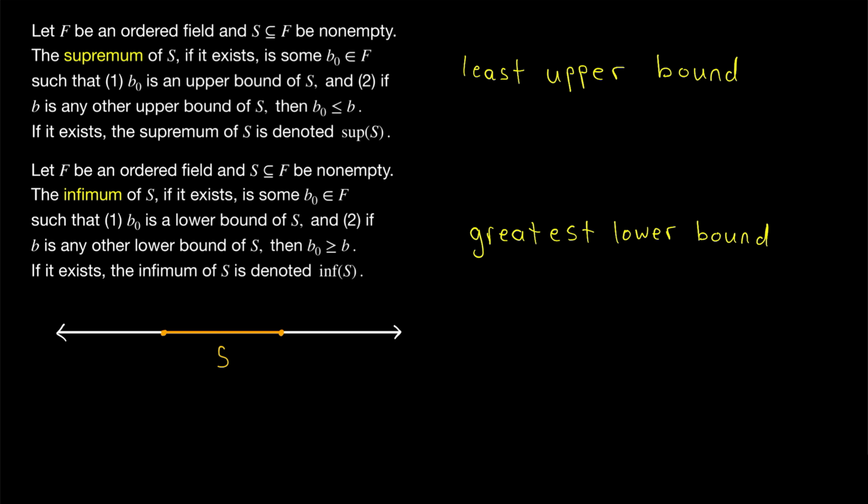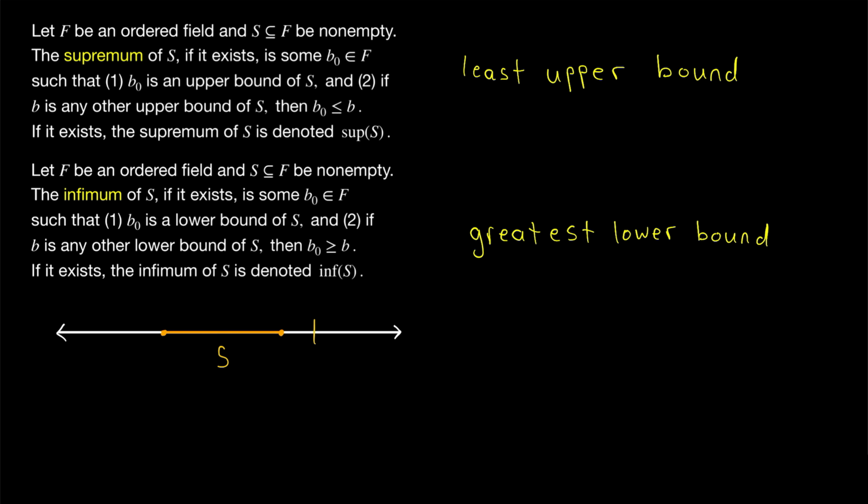For a visual representation of what we're talking about, suppose this down here is the real number line, and maybe this orange part S is a subset of the real numbers. Then, certainly, this number here is an upper bound of S. Every element of S is less than or equal to this number up here. However, it's not the least upper bound, so it's not the supremum. There are upper bounds much less than this one represented by this orange line.